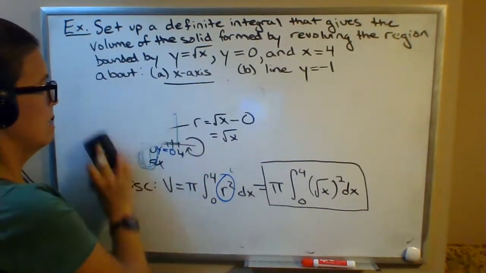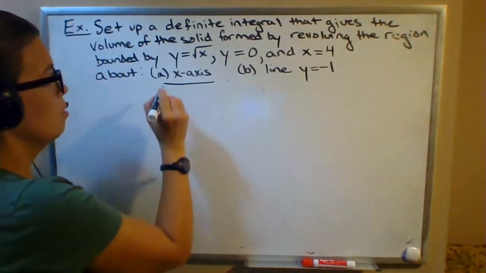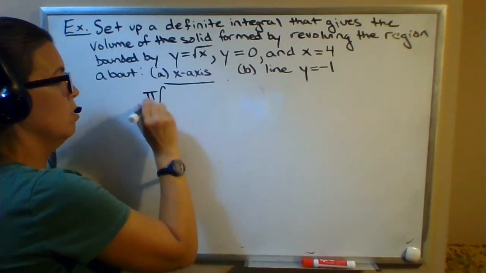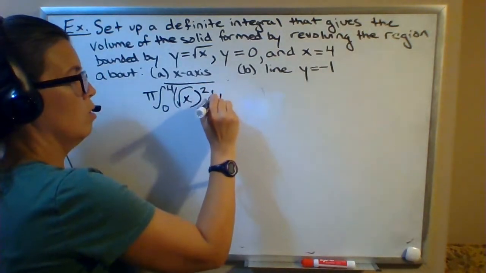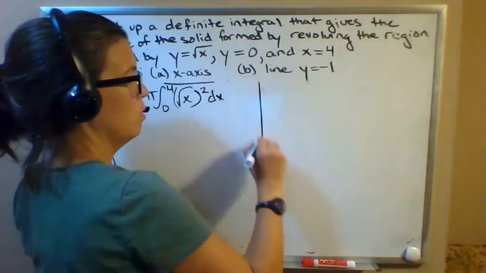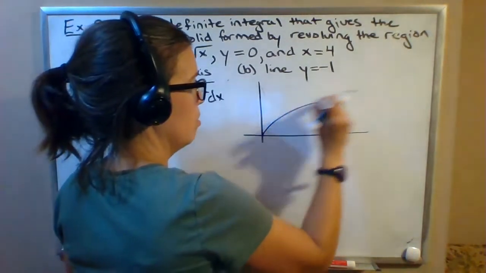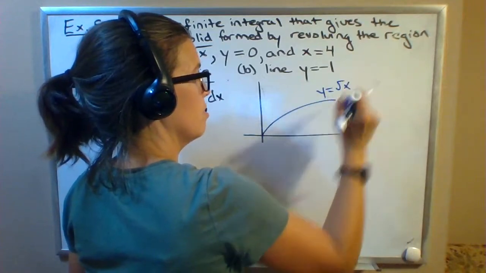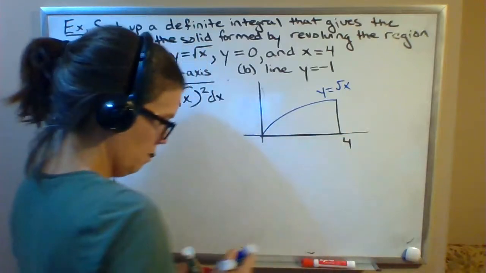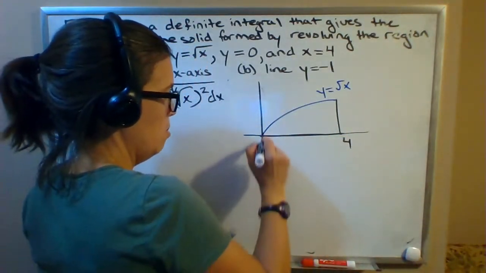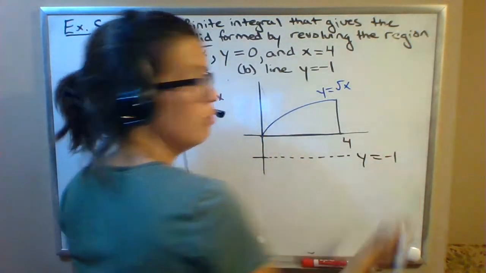This picture's too messy now, so I gotta get rid of it. I think I'll write the answer to A right here, though, just for the record. Okay, so now suppose, so I want to color code this again. So here's the graph of y equals square root of x, and then x equals 4 is a boundary here, and y equals 0 is a boundary here. And now we're taking that region and revolving it about the line y equals -1 down here.